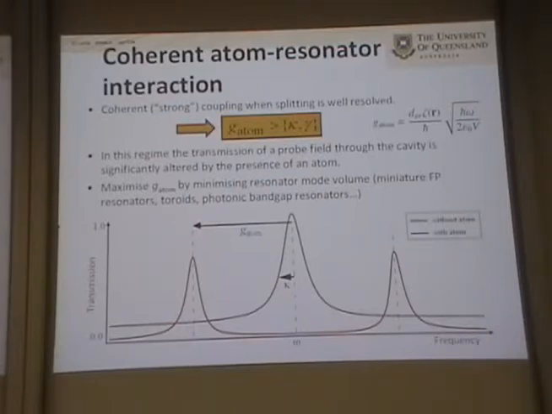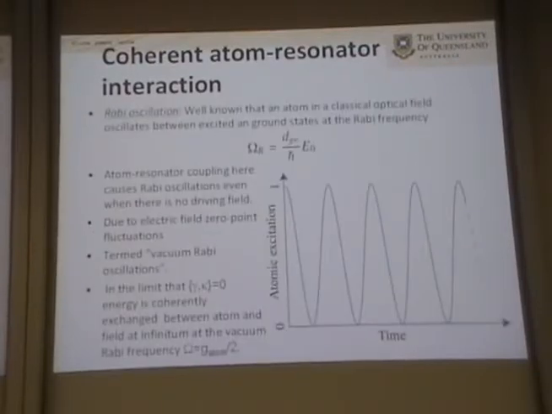That's telling us that the coherent dynamics is dominating over the dissipative rates in the system, the dissipation. To be in that regime, we want to have g large, which means we want to have a small mode volume. That's why we look at these sort of miniature Fabry-Perot resonators, toroids, photonic band gap cavities, things like that, to maximize g.